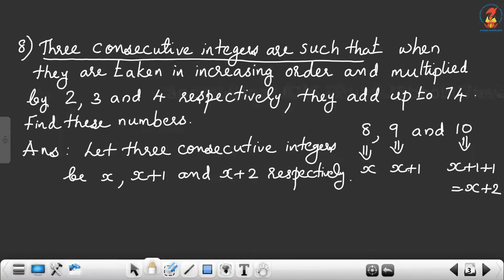Then when they are taken in increasing order, so they are already in increasing order: x, x plus 1, x plus 2, and multiply them by 2, 3 and 4. What is the meaning of that? The first one should be multiplied with 2, the second integer should be multiplied with 3, and the third one you have to multiply by 4. That is the meaning.